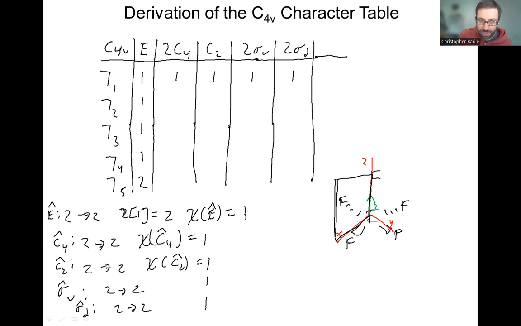So the Z vector ends up transforming as 1, 1, 1, 1, 1. It's a totally symmetric representation. So, I mean, it didn't do anything bad for us, but it didn't generate a new irreducible representation. It didn't solve for gamma 2, gamma 3, gamma 4, gamma 5. It got us something that we already knew.